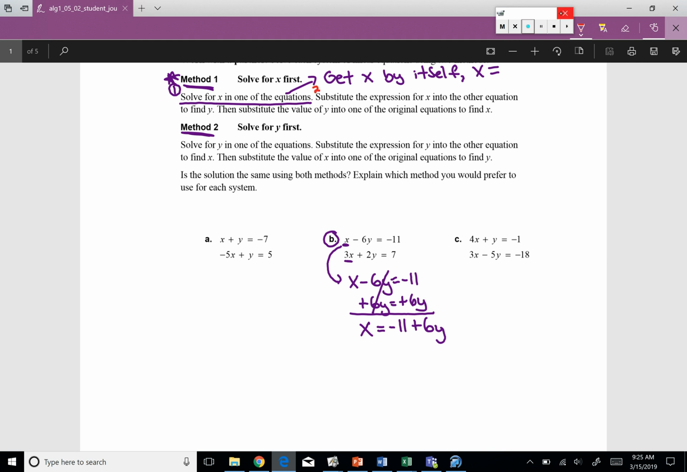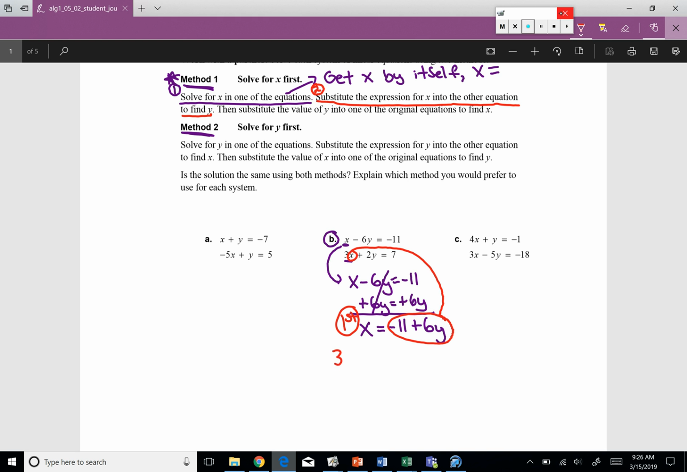Then step number 2. Substitute the expression for x into the other equation to find our y value. So we're going to take what x equals and substitute it into the other equation for x. So remember, we took the first equation, this was our first equation, and we solved it for x. So now we take what x equals and substitute it in for x in that second equation.